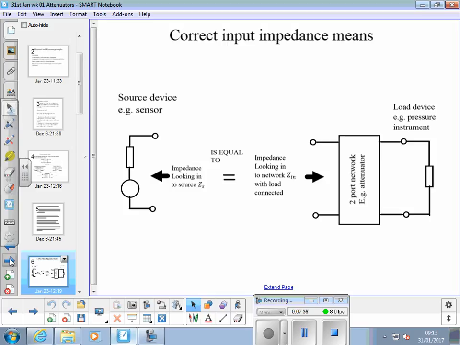Now, what we mean when we say the correct input impedance is that if the load is connected, Z in is measured when the ideal load is connected at the output. The right input, this would be L.